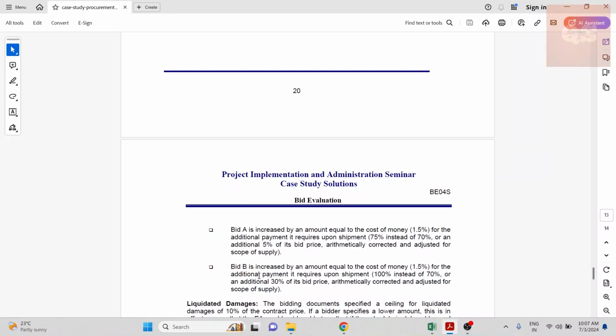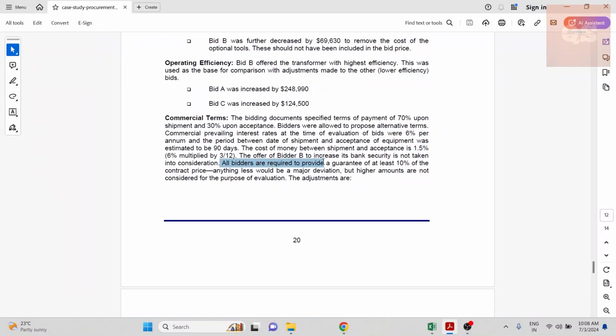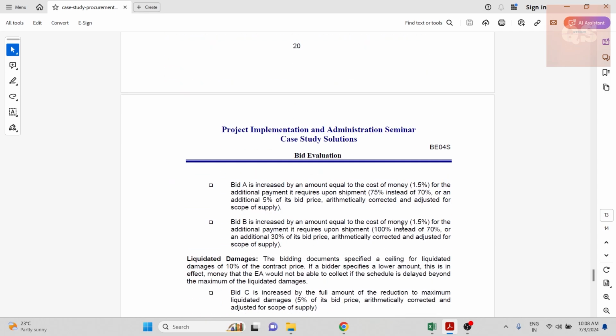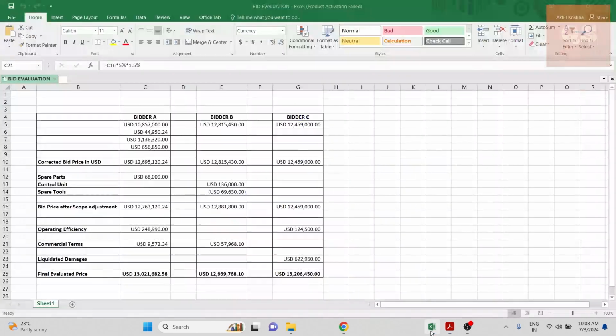In the case of bidder B, they said they need 100% of the amount after shipping, but they can also provide 25% as a bank guarantee, though 10% is the minimum. All bidders are required to provide a guarantee of at least 10%. Anything less would be a major deviation, but higher amounts are not considered. Even though bidder B said they would provide 25%, that is not taken into account. So bidder B needs 100%, which is 30% more than 70%.